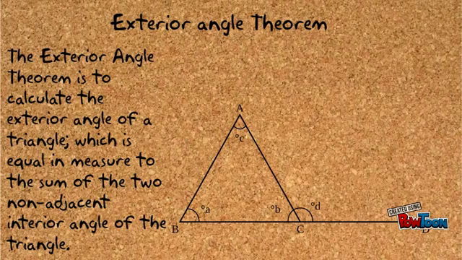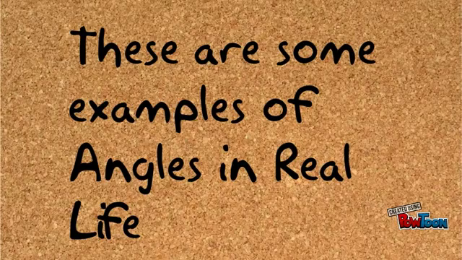And the exterior angle theorem is to calculate the exterior angle of a triangle, which is equal in measure to the sum of the two non-adjacent interior angles of the triangle. These are some examples of angles in real life.